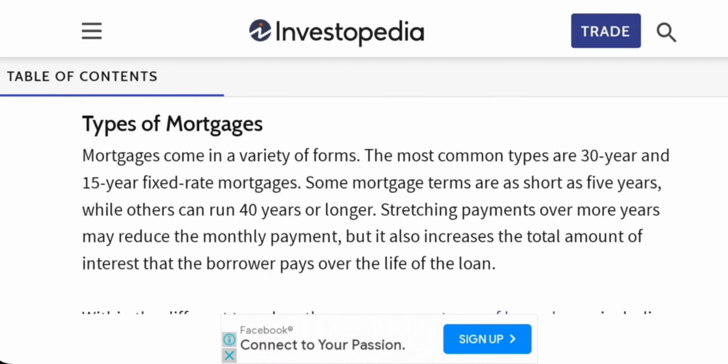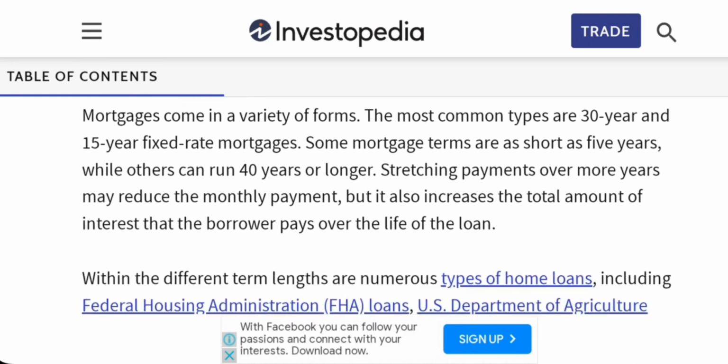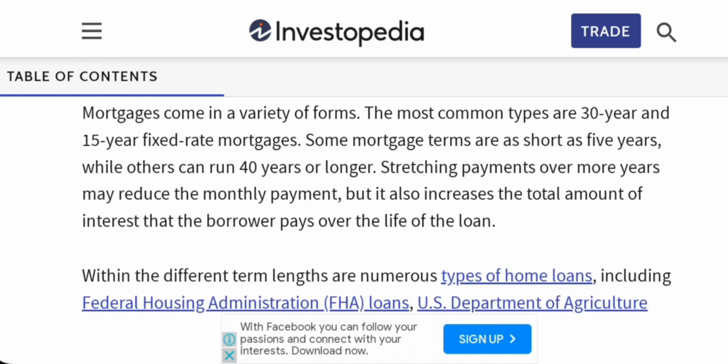Types of mortgages. Mortgages come in a variety of forms. The most common types are 30-year and 15-year fixed rate mortgages. Some mortgage terms are as short as 5 years, while others can run 40 years or longer. Stretching payments over more years may reduce the monthly payment, but it also increases the total amount of interest that the borrower pays over the life of the loan.